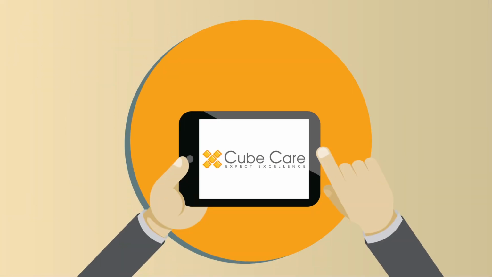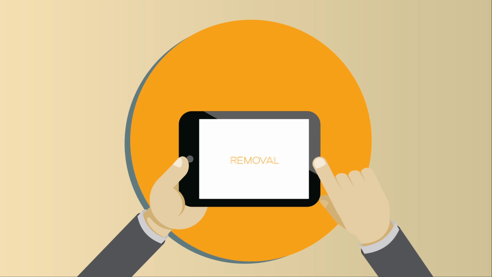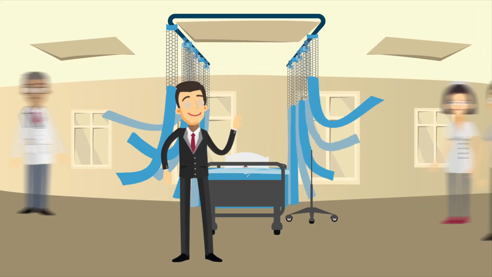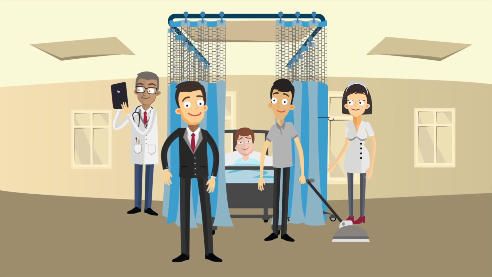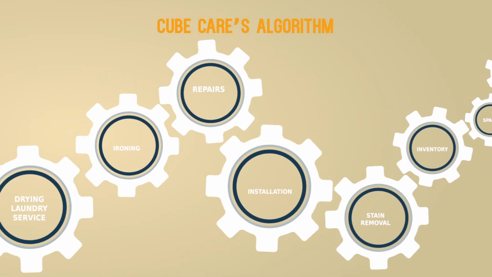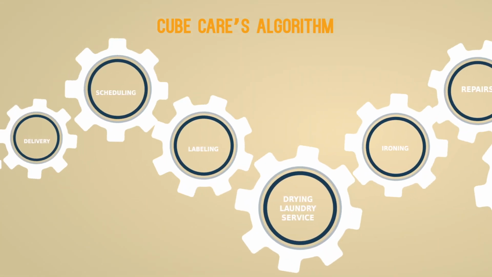CubeCare gives you peace of mind by taking on the heavy lifting of managing the entire curtain life cycle for you, including curtain installation, removal, cleaning, antimicrobial treatments, repairs, alterations, replacement, and track maintenance. This saves you a lot of time and money while freeing up your staff to focus on patient care and other more productive tasks. And we've developed a powerful new technology that automates each stage of the curtain maintenance process so that no detail slips through the cracks.